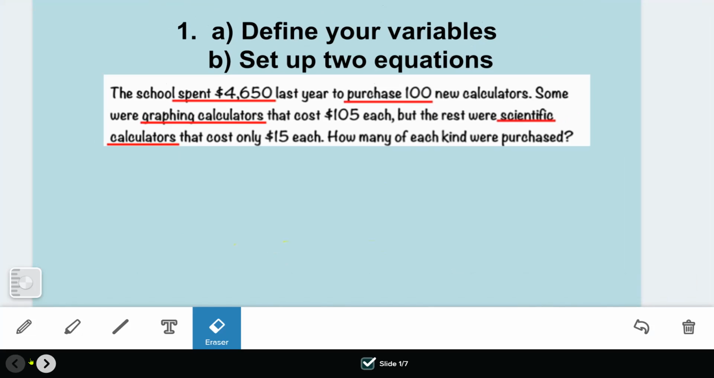So the school spent $4,650 last year to purchase 100 calculators. Some were graphing calculators that cost $105 each, but the rest were scientific calculators that cost only $15 each. How many of each kind were purchased?